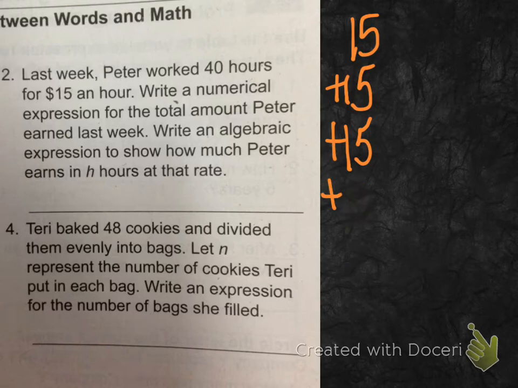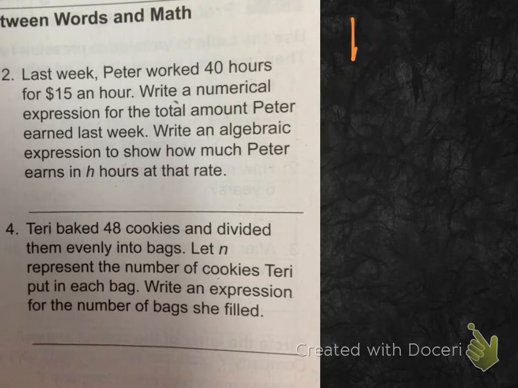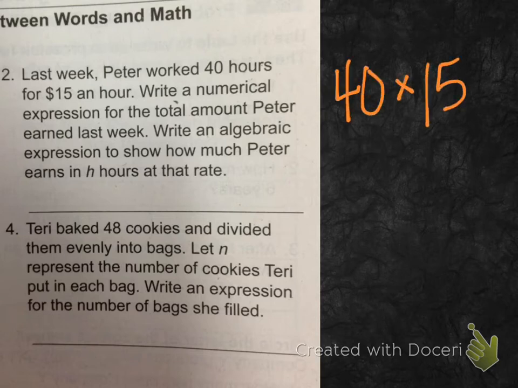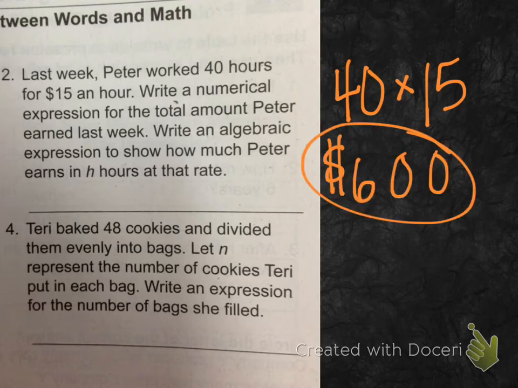Okay, I don't want to do all that work. I want to make my life easy. I don't like to work that hard if I don't have to. So all that we need to do is 40 times $15. This is going to give us the total amount that Peter earned last week. Okay, so if we work this out, then you should have had $600. But we're not done with the problem yet.